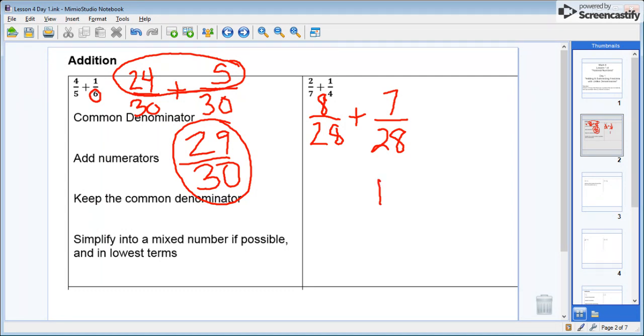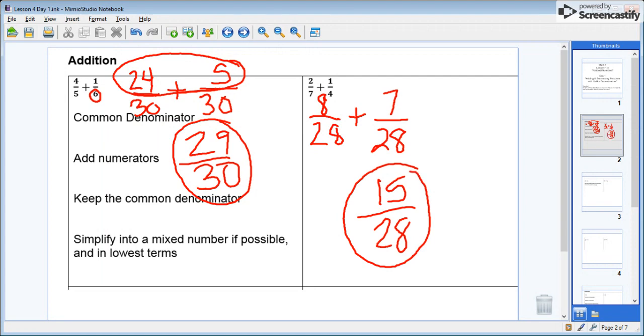7 plus 8 gives me 15. The denominator stays the same. So 15/28 is in lowest terms. It is not an improper fraction, so I know my answer is valid as 15/28.